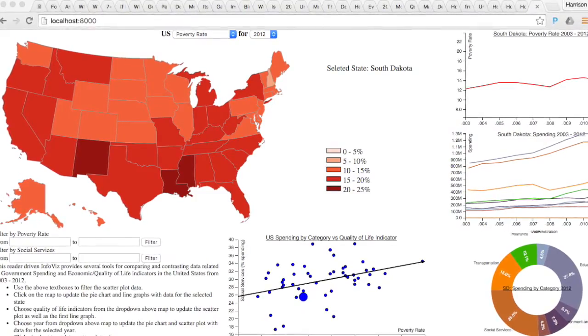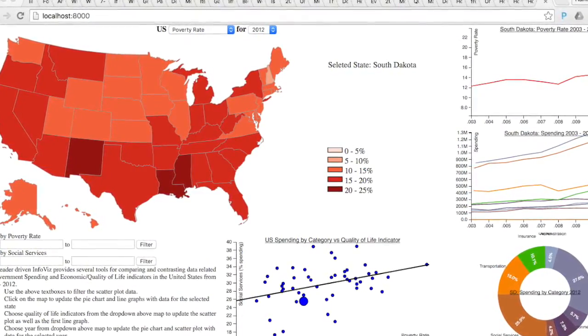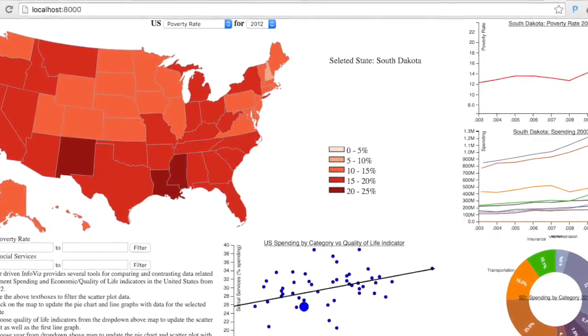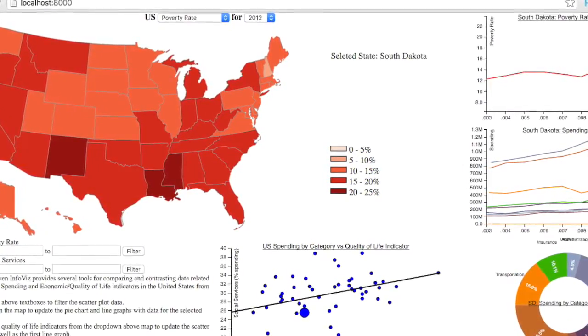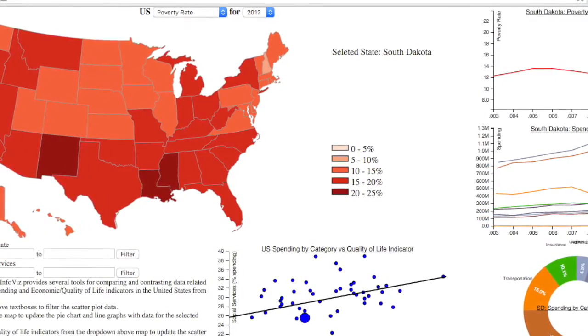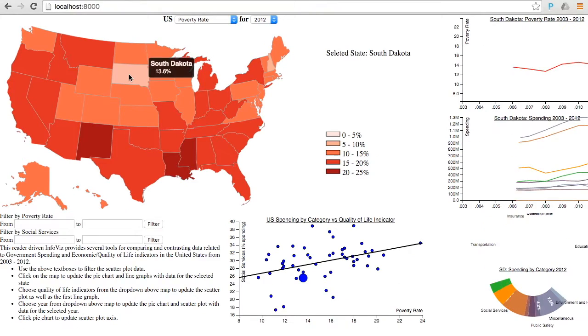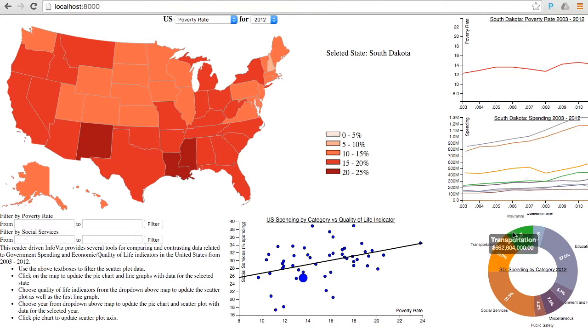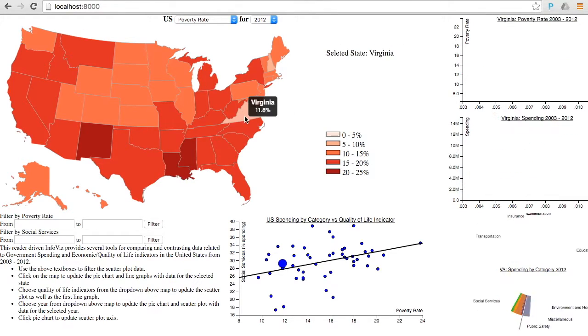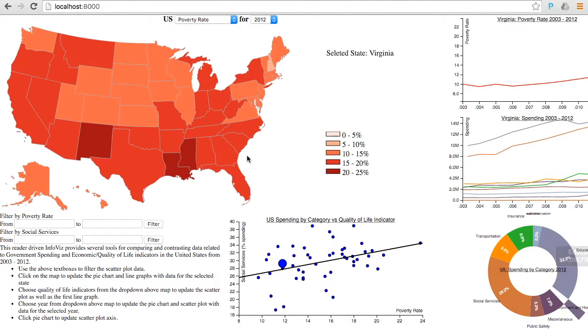So let's start answering some of the questions that we had. The first question was, for any state of interest, looking at its budget, what is its biggest spending category? Let's just do South Dakota, for example. Let's click on South Dakota and we go to the pie chart. We do a little comparing and contrasting, and we can see that education is the biggest spending category that South Dakota spends its money on.